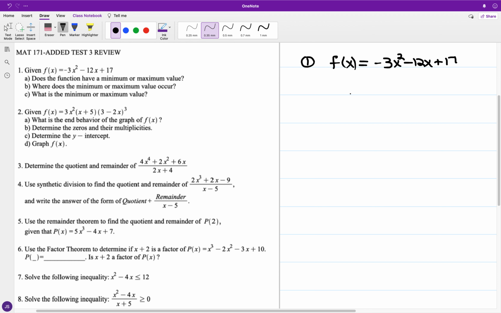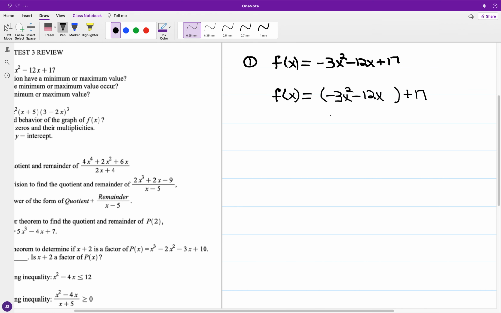If we start out separating the variable terms apart from the constant, we have negative 3x squared minus 12x. We can group together in parentheses and have the 17 outside. In the setup for the completion of the square, which is one of the initial pathways to the vertex form, I want the first term in the parentheses to be x squared. And since the leading coefficient is -3, I can just factor out the -3 from the parentheses.